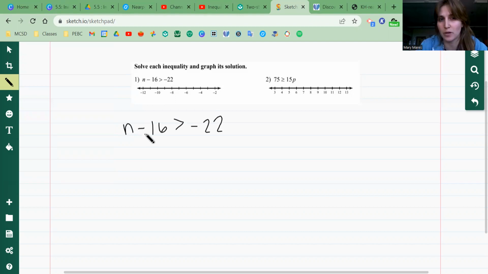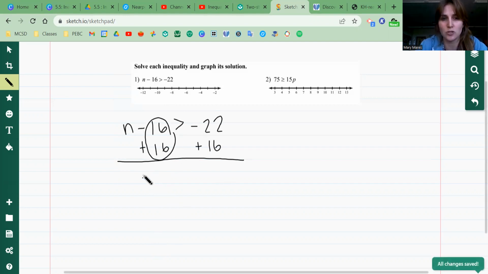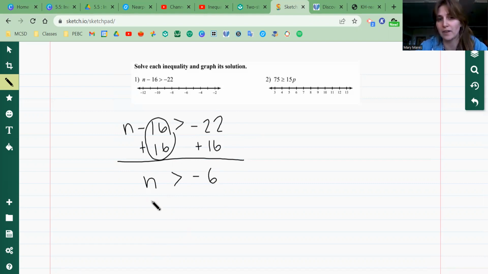That means I need to get rid of this minus 16. In order to get rid of minus 16, I need to do the opposite. The opposite of minus 16 is plus 16. So I add 16 to both sides, and these 16s cancel out. So I end up with n is greater than negative 22 plus 16, which is negative 6. So that's my final answer. n is greater than negative 6.